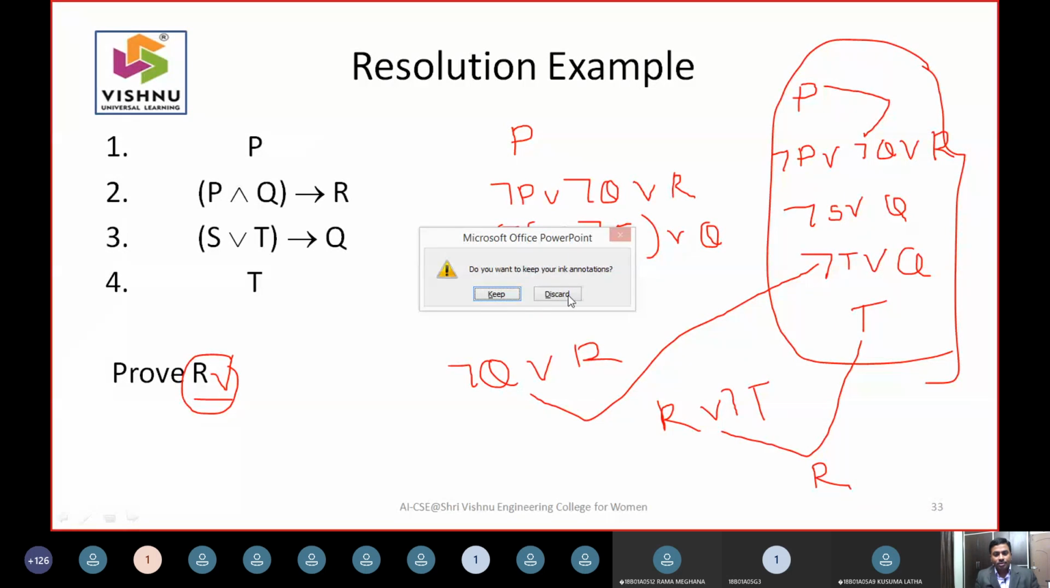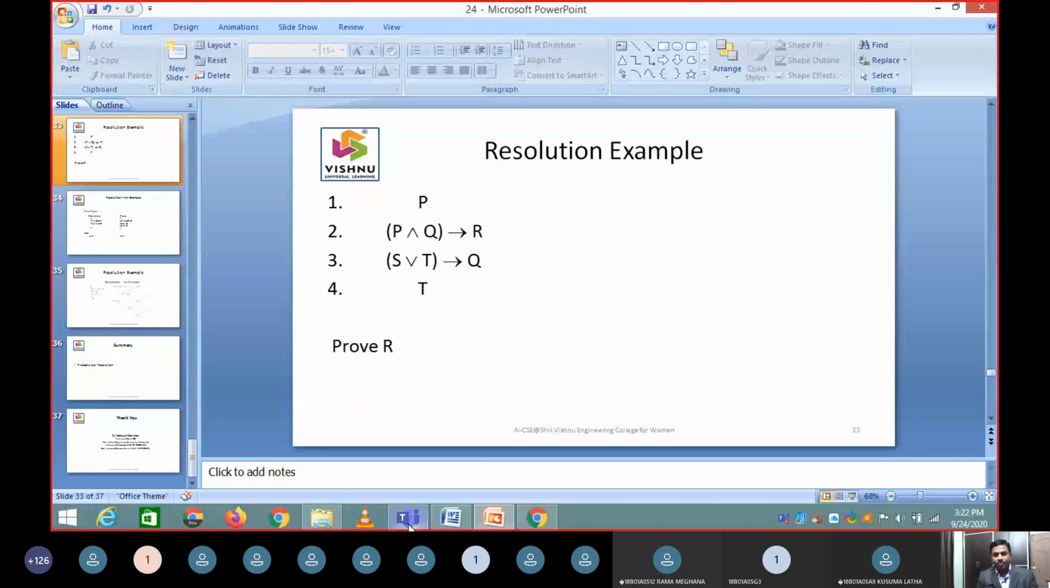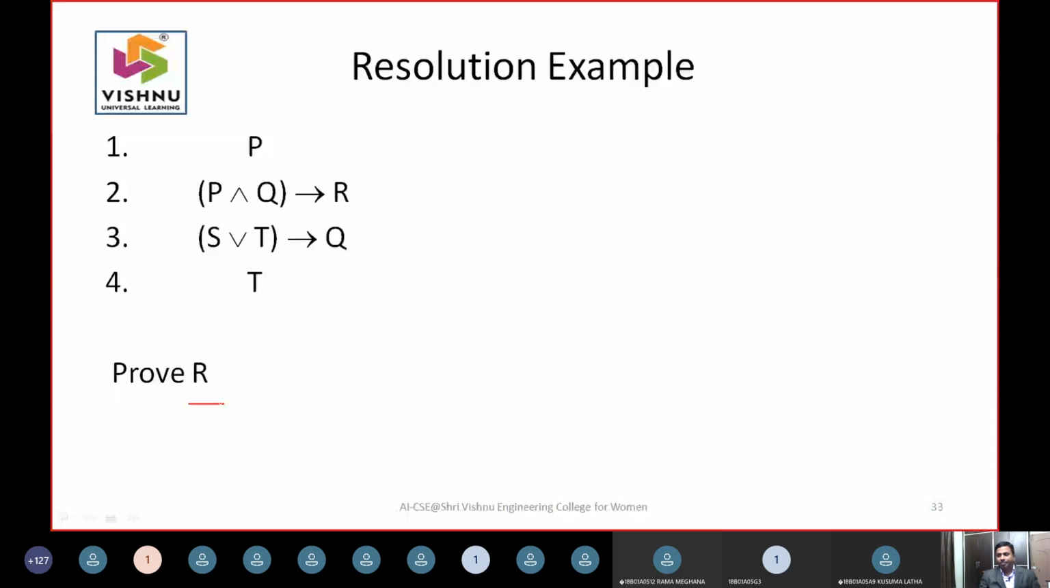Just a minute, I will see how many are there, then we'll proceed. So, is this a valid inference? Can somebody tell me now? From these 4 statements, can you get R? Can somebody unmute and just answer this query? Yes, sir. Yes. So yes means we'll just proceed.